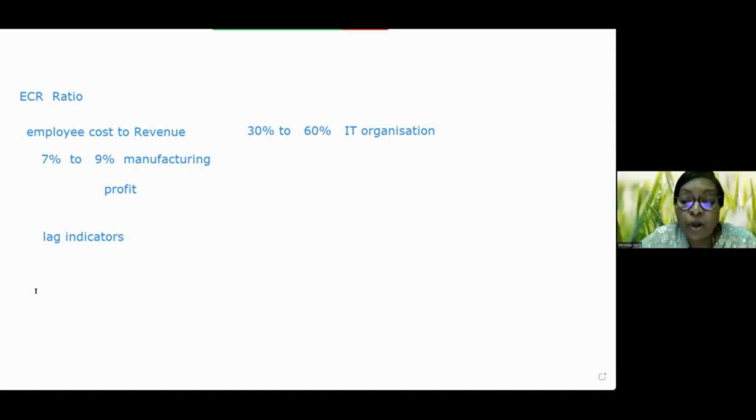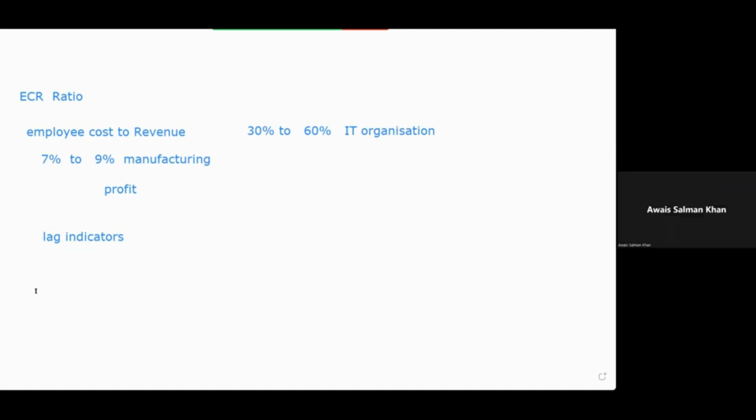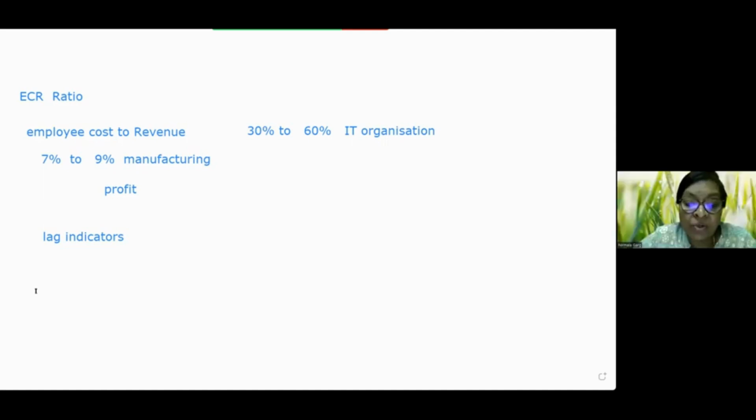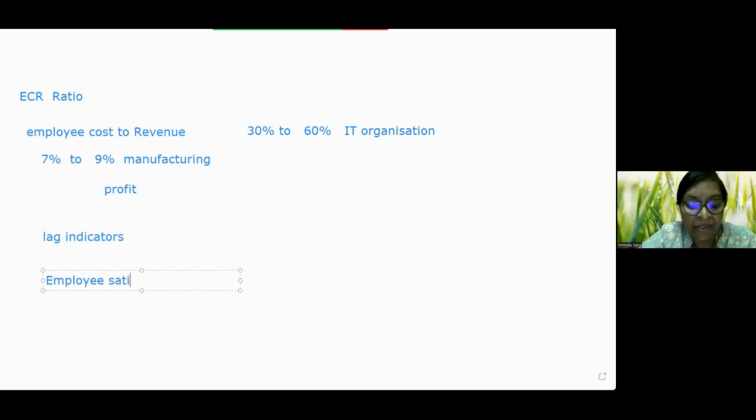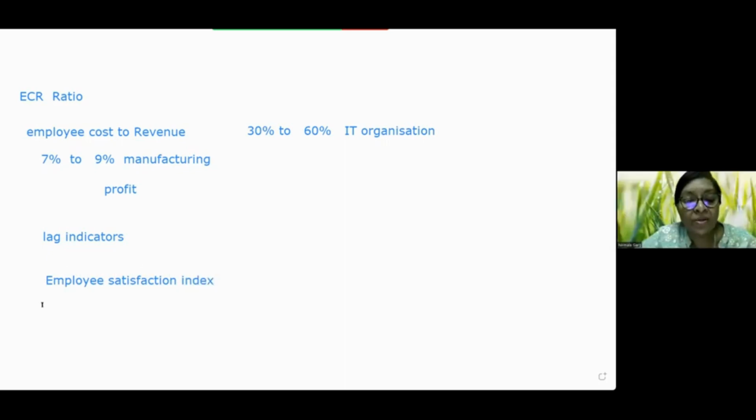One is the wage cost. I also talked about benchmarking the employee satisfaction score. Most organizations would like to do that. Then what else? The customer satisfaction index. One is the employee satisfaction index. What is the other one where you want to benchmark? This is very important, customer.